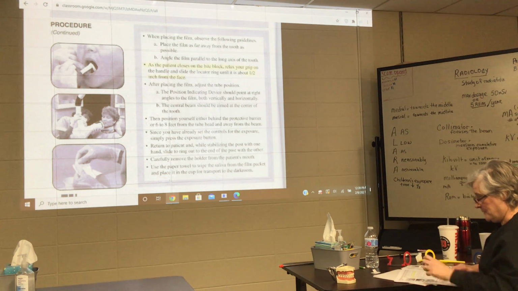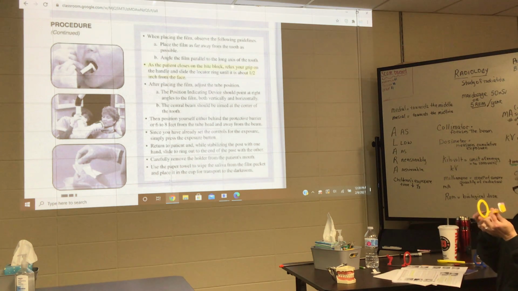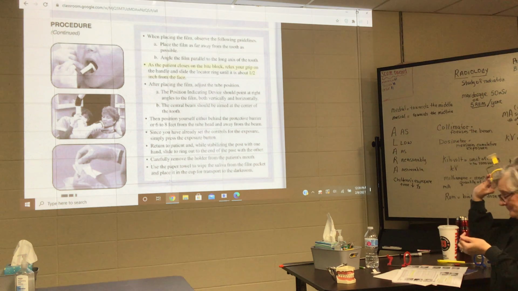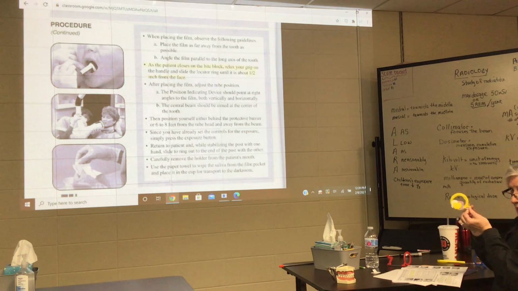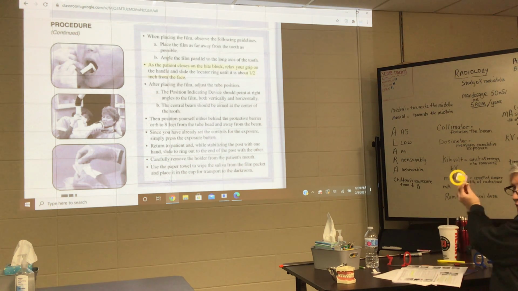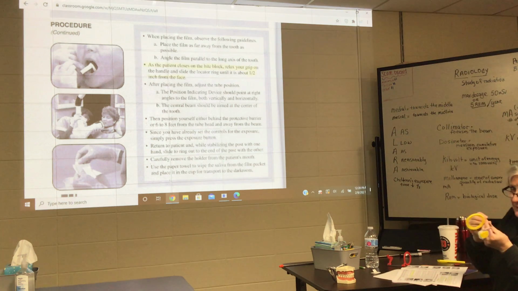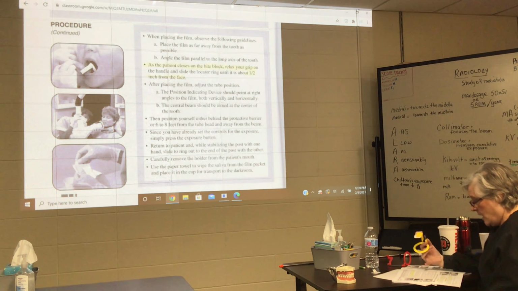You're gonna return to the patient, and while stabilizing, you're gonna pull the ring back and remove the film from the patient's mouth. You always stabilize whenever you're moving the ring toward the mouth, towards the face, or back. Otherwise, you can pull the whole thing, and it can be painful. It can be uncomfortable for the patient, so you don't want that.